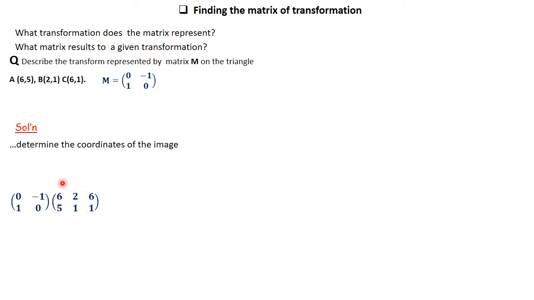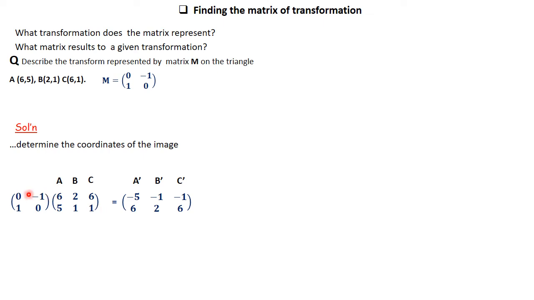Now A, the coordinates were 6, 5. B, the coordinates were 2, 1. And C, the coordinates were 6, 1. So these are the values there, and of course, I have them for you there. So what do we get when we multiply? Of course, we get these figures here, and that's the coordinates of A prime, B prime, and C prime.